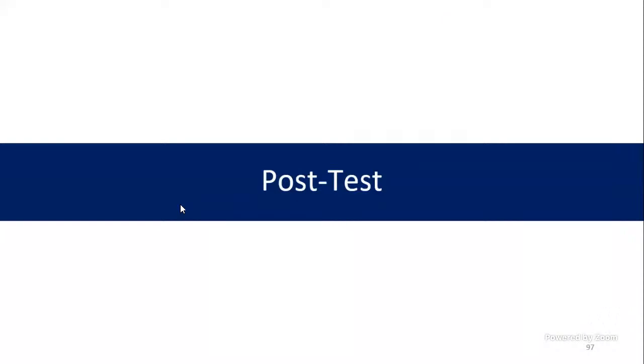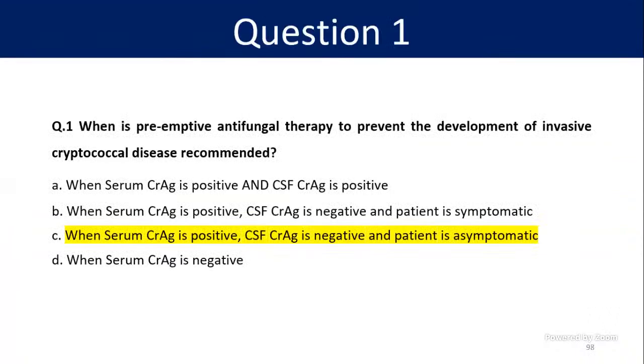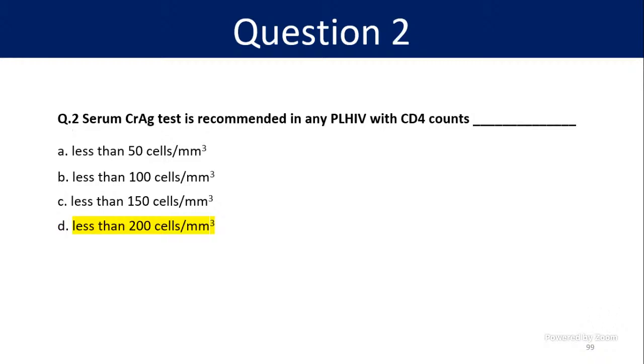The answers to the pre and post test. The first question was, when is preemptive antifungal therapy to prevent the development of invasive cryptococcal disease recommended? The answer is when serum CrAg is positive, CSF CrAg is negative, and the patient is asymptomatic. Second question, serum CrAg test is recommended in any PLHIV with CD4 counts less than 200 cells per milliliter.